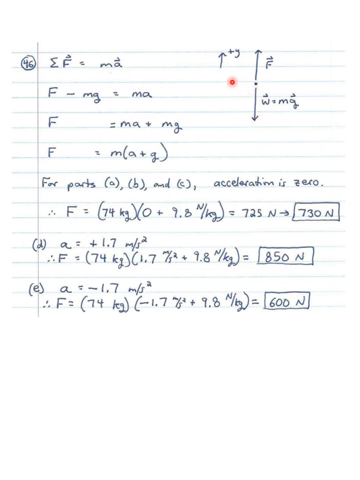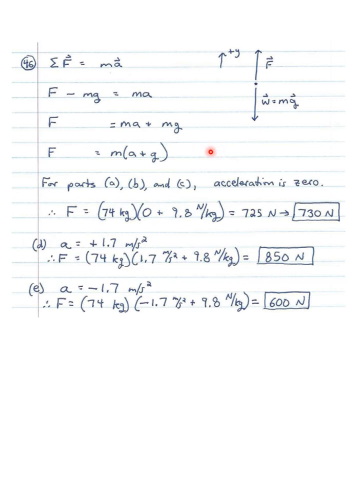So the object of my force diagram is the tree surgeon, the person himself. We start with drawing the force diagram. As you can see there, F equals ma becomes F minus mg equals ma. We want to solve for the force, so we get ma plus mg, or factor out the m and get m times a plus g. Now, parts A, B, and C all have the same answer because they all have zero acceleration.